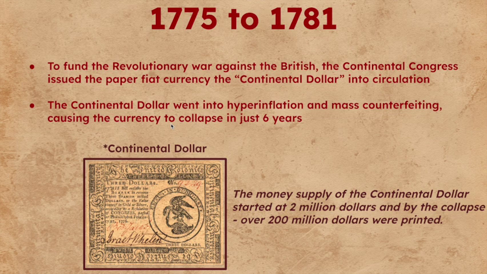And going back to that equation, obviously funding a war against the British is very expensive. So they had to print a lot of these dollars without taking a lot of them in, thus creating a large supply of currency. And so just for example here, the money supply of the Continental Dollar started at $2 million, and then by the end in 1781 there was over $200 million printed, right? So you can just imagine that's a 100x inflation rate over the course of just 6 years. So this was a very tough time for the American people.